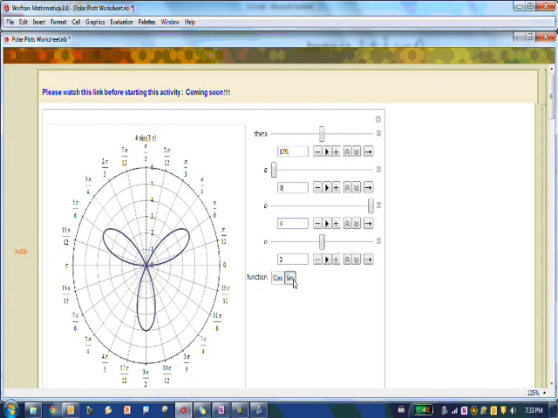Now you can also change it to sine. You can get different graphs, cosine. You can change the value of n as you go and see what happens as you increase the number of petals.